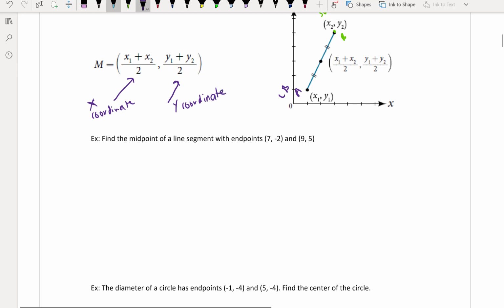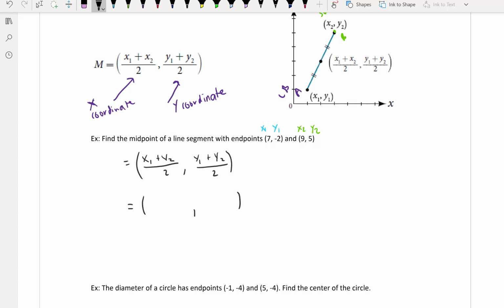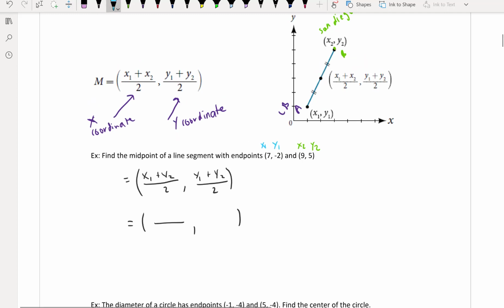So let's go ahead and label this. That seems to help us. So x1 and y1, and we have our x2 and my y2. I'm going to plug it into this formula. I know that I have x1 plus x2 divided by 2 and y1 plus y2 divided by 2. For my x values, it looks like I have my x1 as 7. Now I'm going to add to it my other x2 value, which happens to be 9, and I'm dividing by 2.